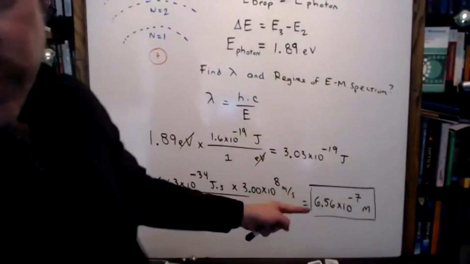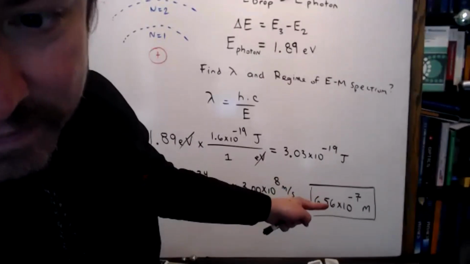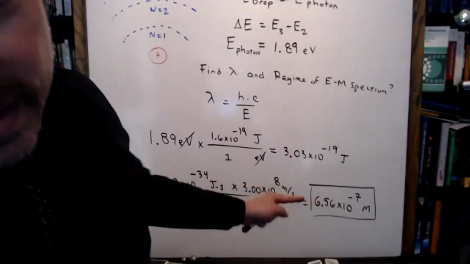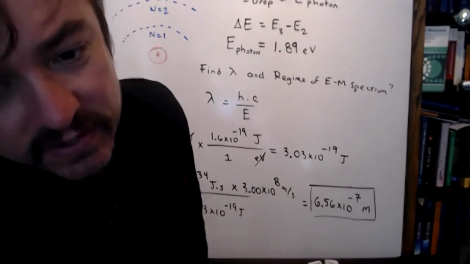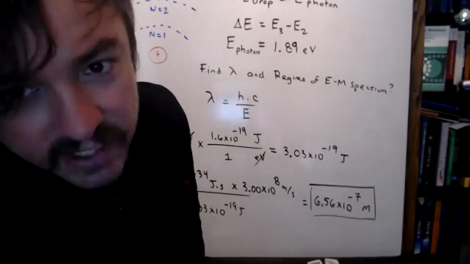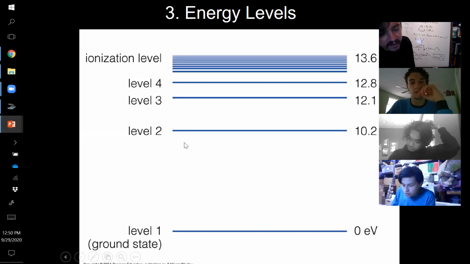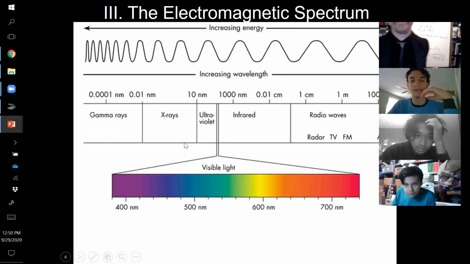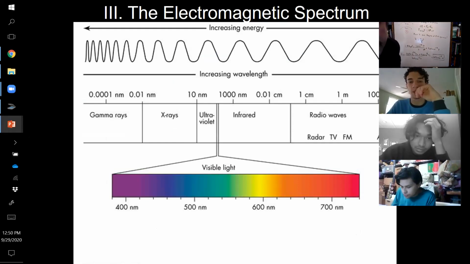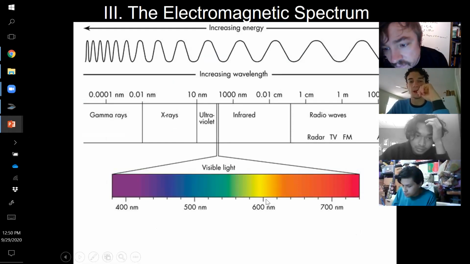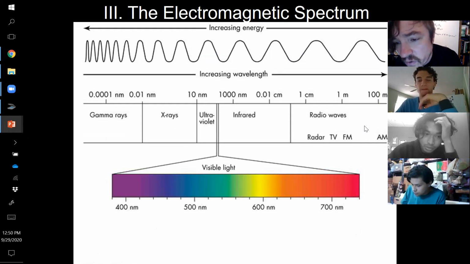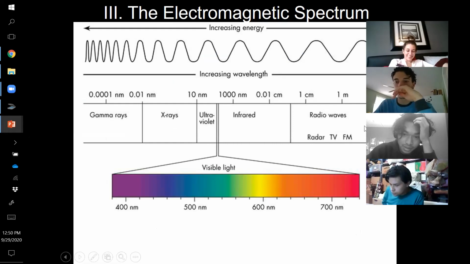All right, listen. I'm trying to ask you the kind of question I'm going to be asking you on the exam, okay? In what regime of the electromagnetic spectrum is a photon with 6.56 times 10 to the minus 7 meters? Let me help by providing you with the electromagnetic spectrum picture. Is it n equals 2? No. You've got to convert it to nanometers. All right, Arunsak. Could be the orange regime.